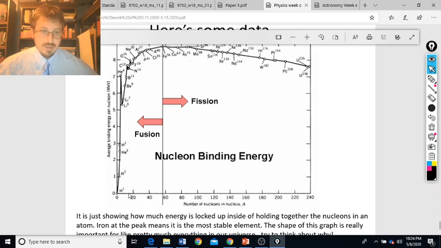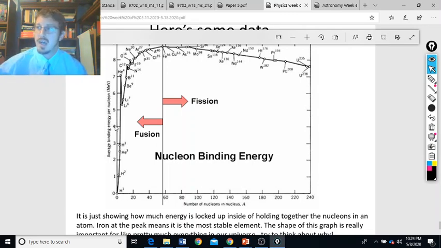So it goes up from like 0 or 1 hydrogen, 2 helium, lithium. So it kind of goes through the periodic table here all the way up to like uranium 238. And it's got the average binding energy per nucleon on the y-axis. That's kind of confusing, but it's basically saying how much energy does it take to keep these nucleons bound together in the nucleus.